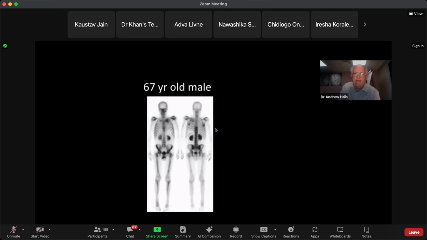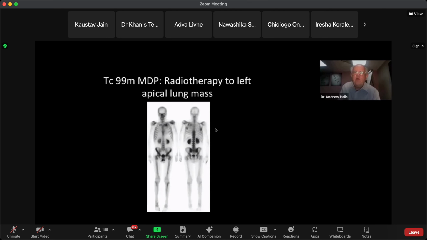Okay. Oh yes, it was a left apical lung mass, but it's not the left apical lung mass you're actually seeing there. That's the radiotherapy. That's probably, I don't quite know what that is. You pointed that out, didn't you?